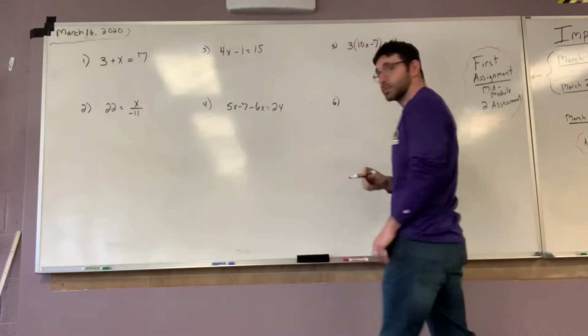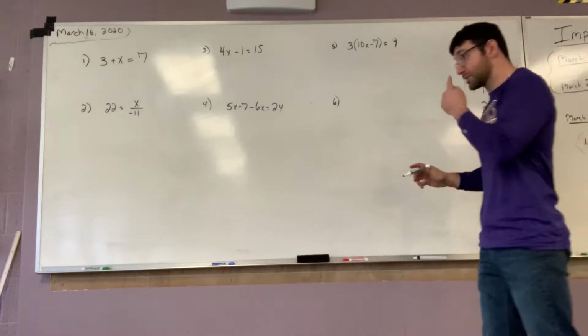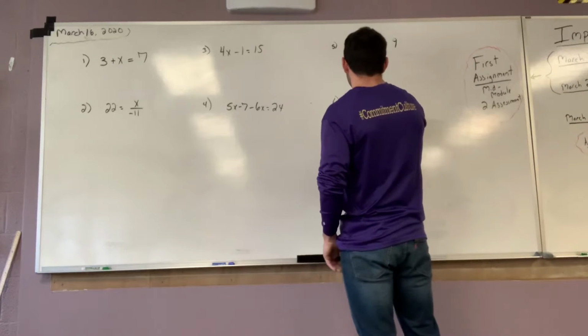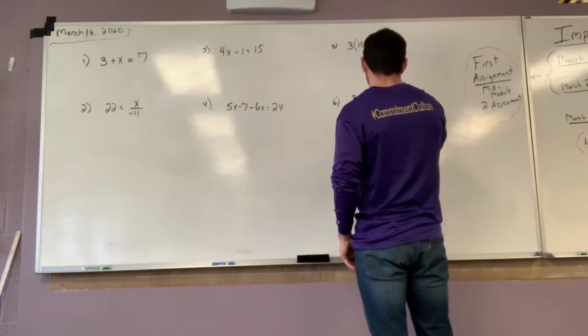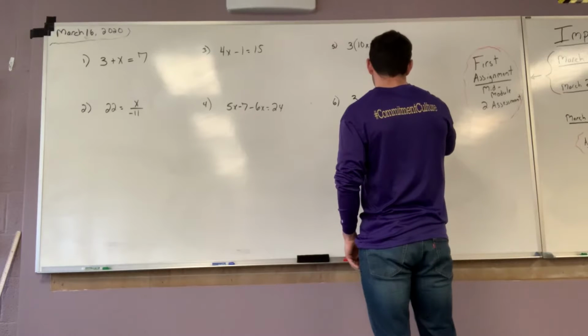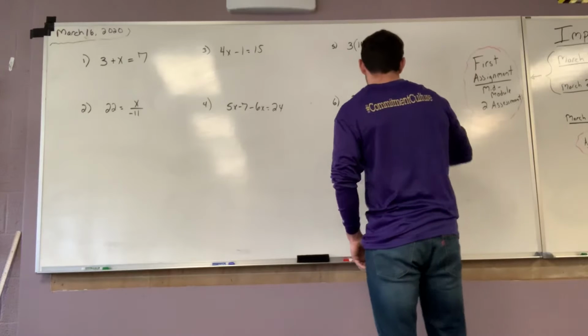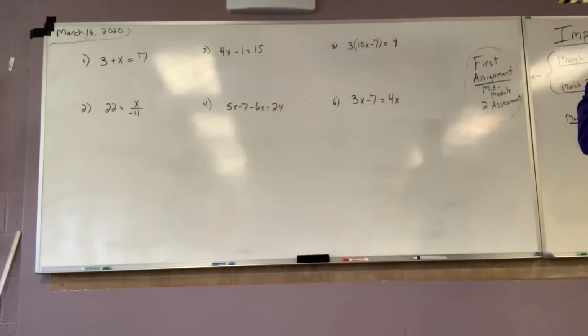And number 6, we're going to make it a little bit different, more like the proportions that we've done recently. Let's go 3x minus 7 equals 4x. Try those couple. So pause me, try those couple, do them without a calculator, make sure you show your work.